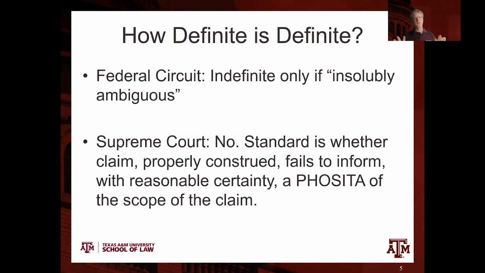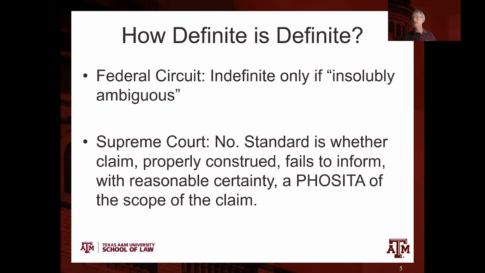And the court says, no, that standard doesn't make sense. We don't know how to apply it. It's too tough. And so we're going to substitute our standard. So does the claim fail to inform with reasonable certainty a person having ordinary skill in the art of the scope of the claim? Now, does this difference in language make any difference in case outcomes?